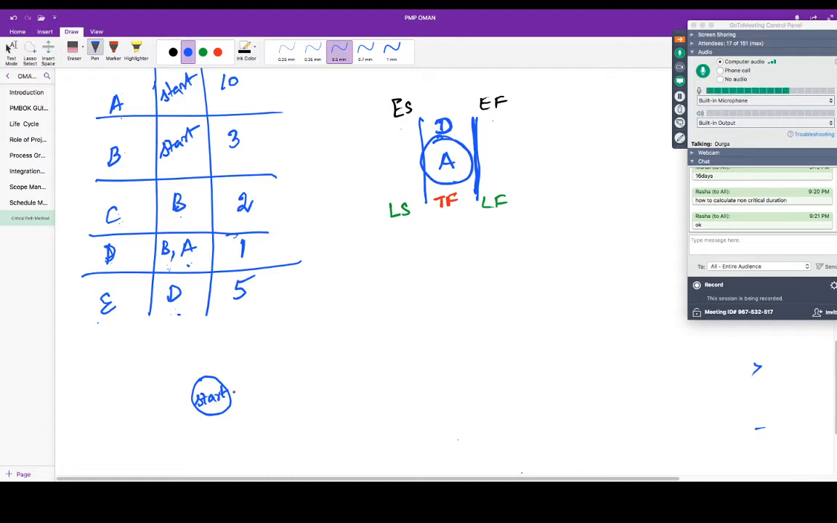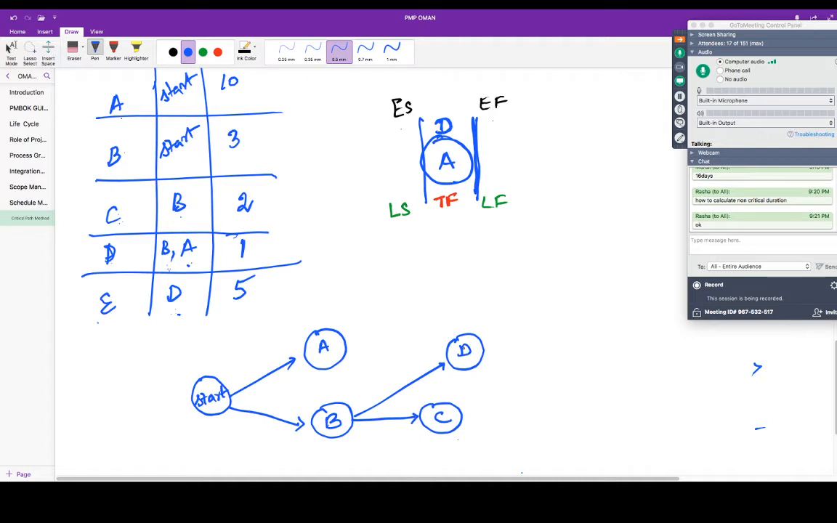Then A is a starting activity. B is also a starting activity. C is dependent on B with a finish to start relationship. D is dependent on both B and A with a finish to start relationship. E is dependent on D. And C and E, you see there's an open network, right? So you connect all the end activities at the end milestone.